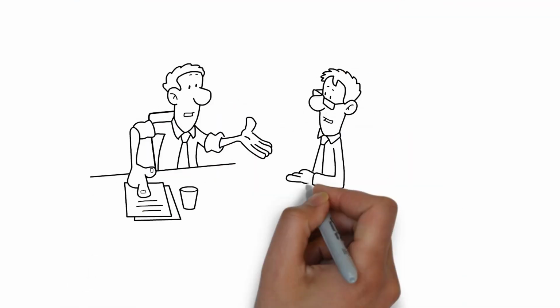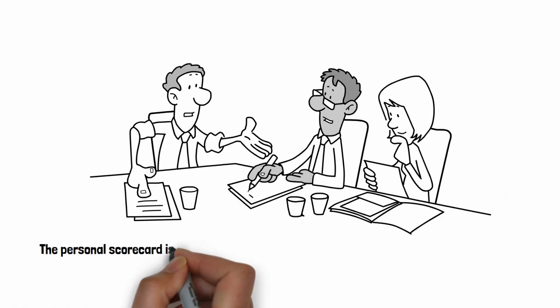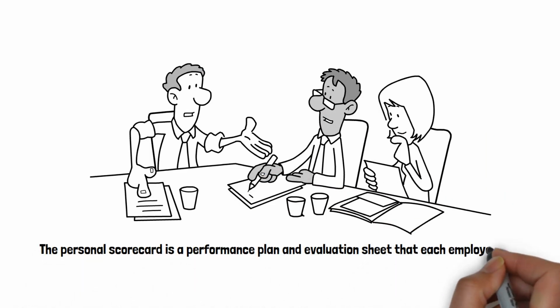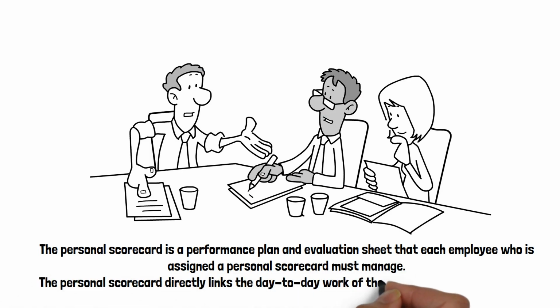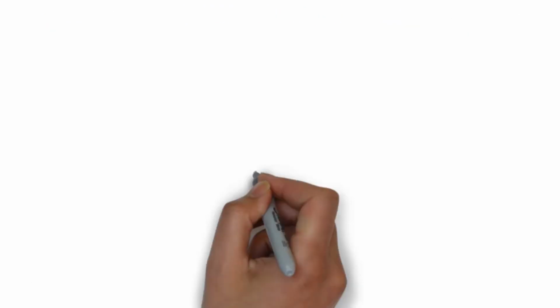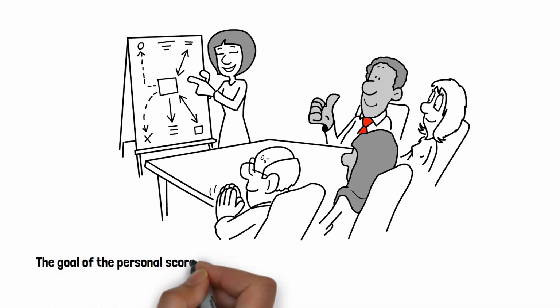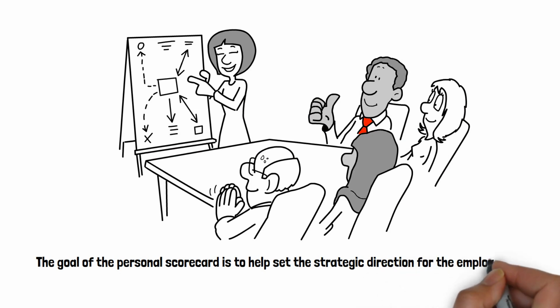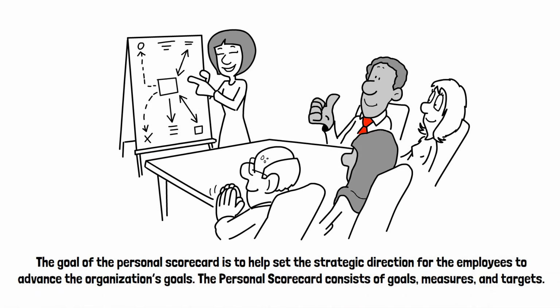The Personal Scorecard is a performance plan and evaluation sheet that each employee who is assigned a Personal Scorecard must manage. The Personal Scorecard directly links the day-to-day work of the people to the strategic plan. The goal of the Personal Scorecard is to help set the strategic direction for the employees to advance the organization's goals. The Personal Scorecard consists of goals, measures, and targets.